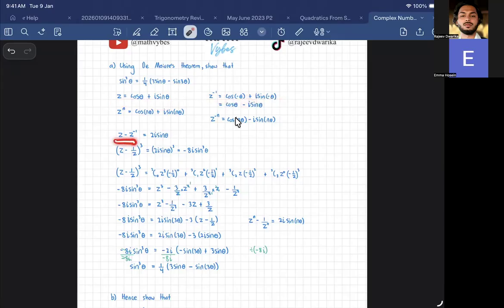Well, if you subtract them, you get 2i sine theta, because the cos thetas cancel off, and this turns out positive i sine theta. So 2i sine theta.